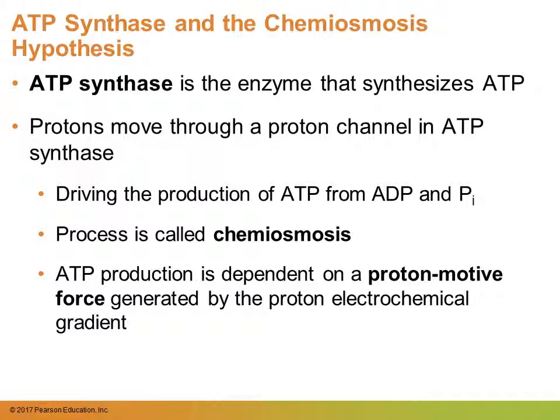Now, this movement of all of these protons cascading through ATP synthase is called the proton motive force. The proton motive force is based on the proton electrochemical gradient. And remember, how was it established? It was established by the movement of all of those electrons cascading from one molecule to another.